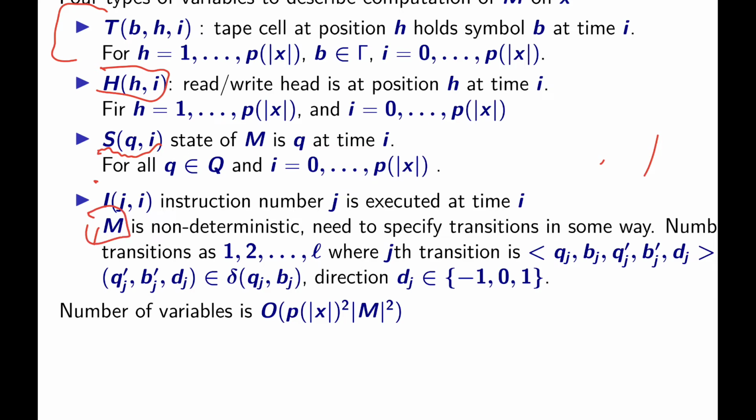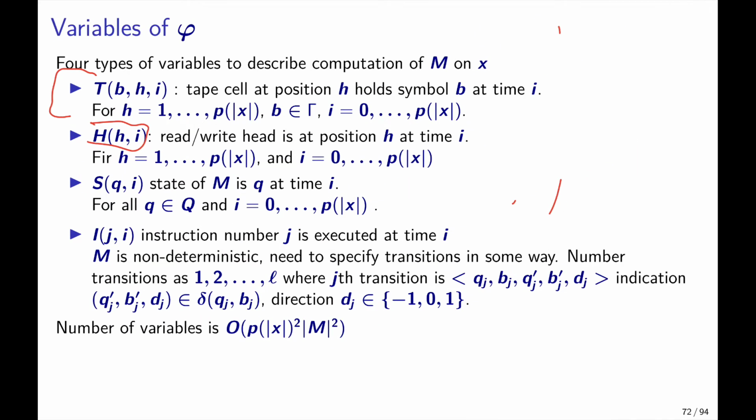So for each one of those possible transitions, we will have a variable I_{j,i}, which means at time i, we executed instruction j, right? So I'm going to treat the j-th transition in this list of transitions, and I'm going to call it an instruction, just to maybe clarify when I really care about this and when I'm using transition for other meanings. So this is again a Boolean variable. And again, the number of variables here is large, but it's going to be polynomial in the input size, right?